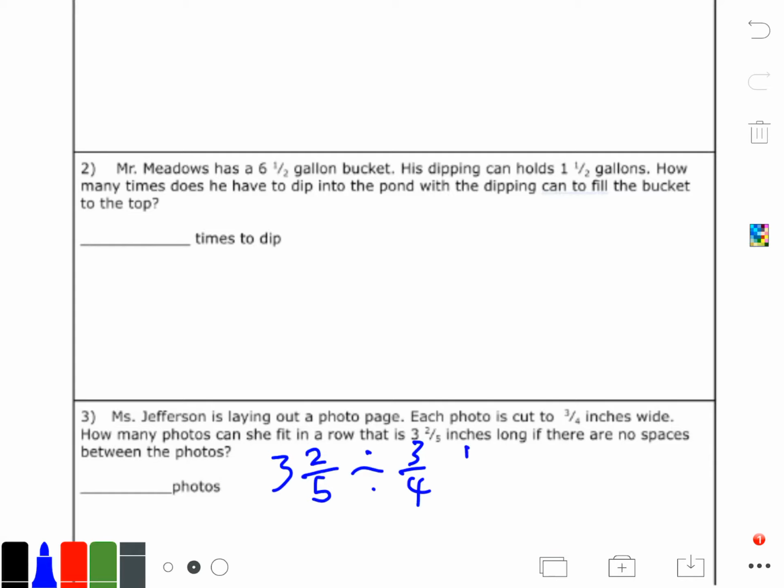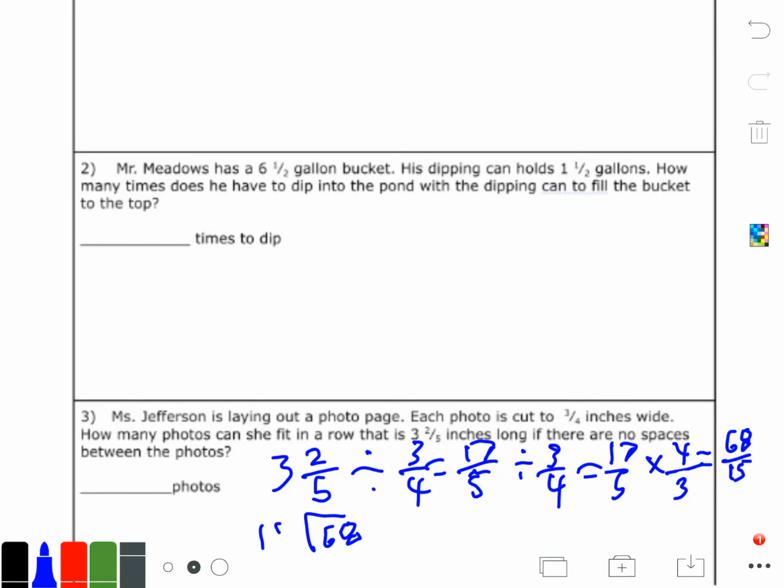So 5 times 3 is 15, plus 2 is 17 over 5. Keep the existing denominator. Divided by 3/4. I wrote it. I didn't go straight to division or multiplication. 17/5. Division and multiplication. Reciprocal of 3/4 is 4/3. 4/3, not 4/4, 4/3. 17 times 4 is going to be 4 times 7 is 28 plus 40 is 68 over 5 times 3 is 15. Now we've got a fraction greater than 1, so now we got to take our 68 divided by 15, and we're going to get 4. That equals 60 with a remainder of 8. So 4 and 8/15.